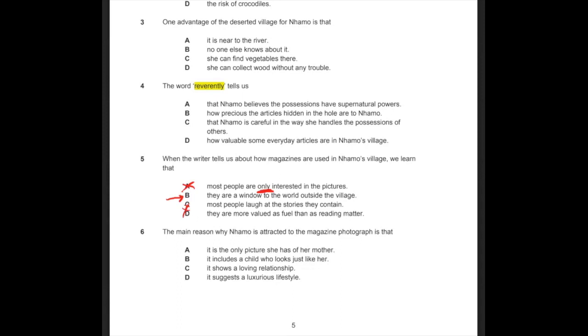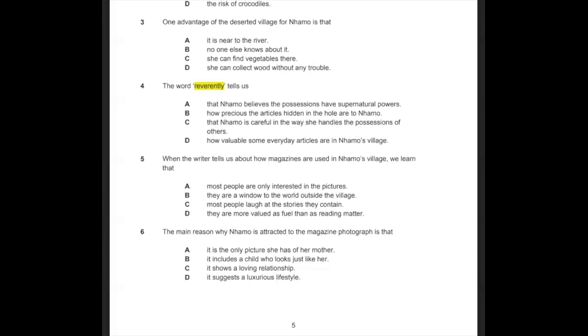So make sure that you go through this process of eliminating the answer choices. Some of them will seem like they're very close and similar together, but you need to think about what the best answer is. So we spoke about why the villagers like the magazine. This question 6 is about why Namo was attracted to the magazine photograph. And that's because of a couple of things.